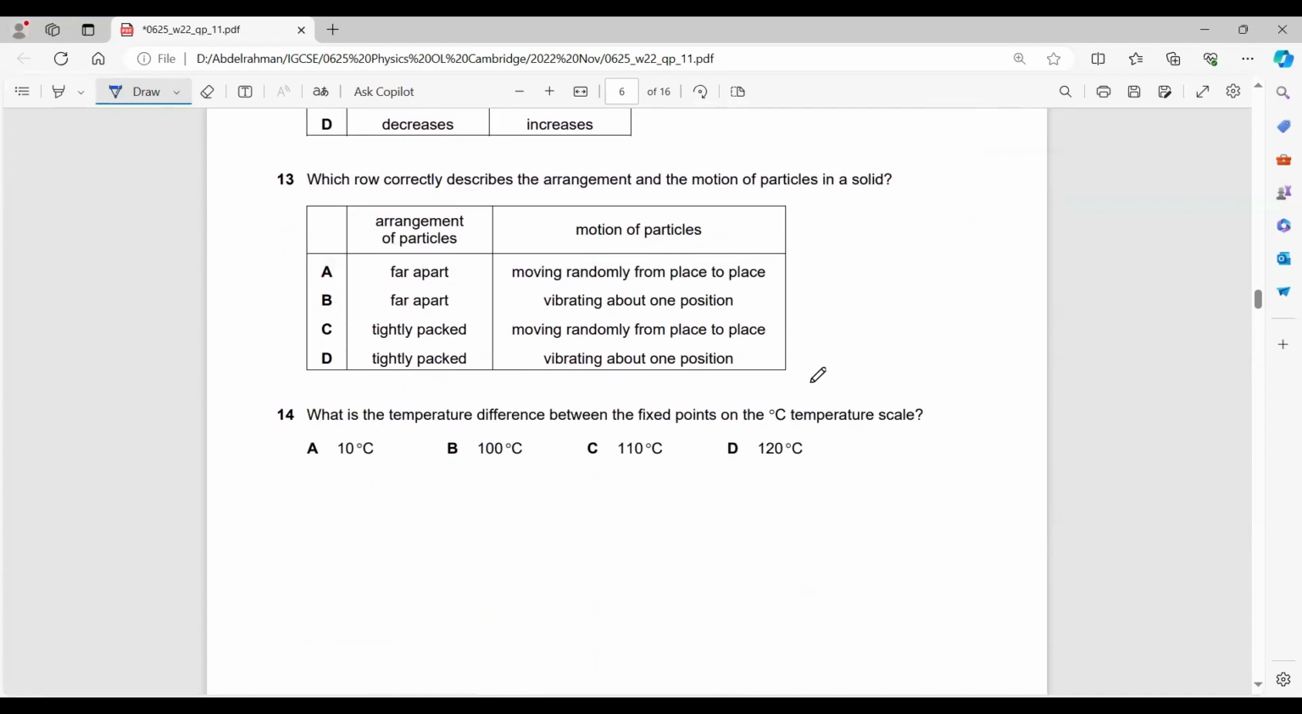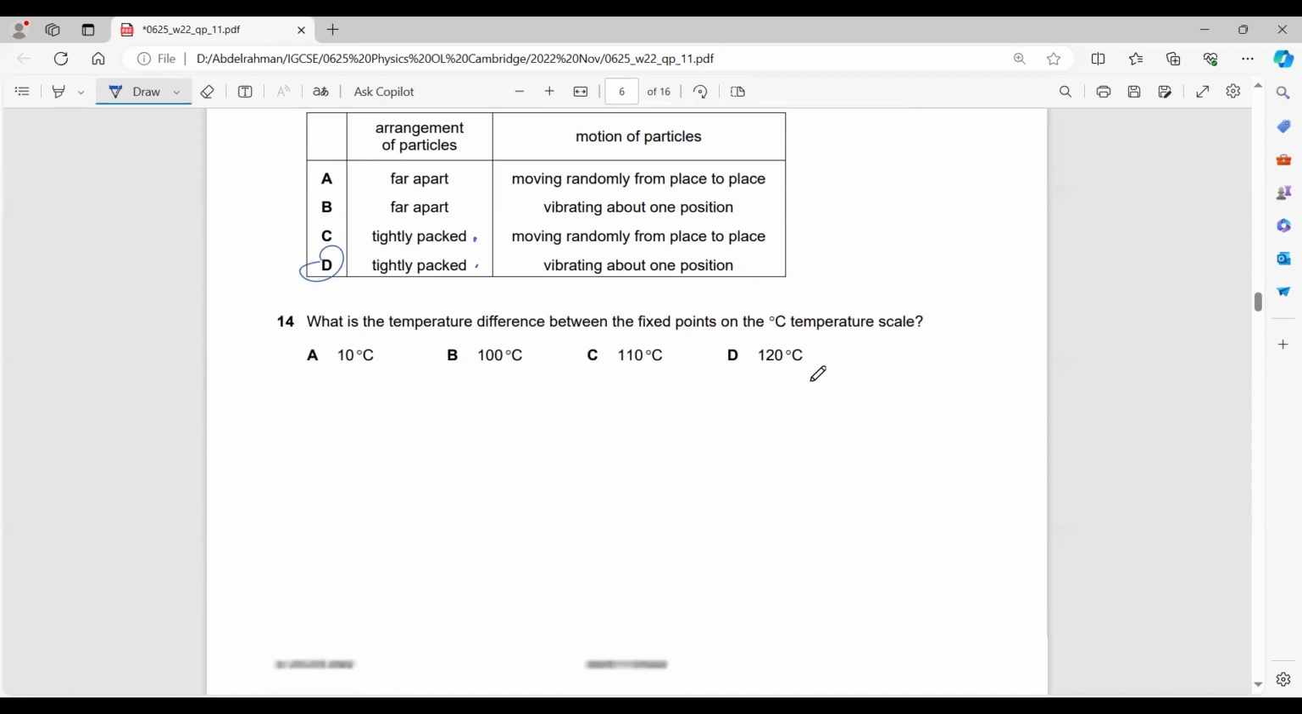Which row correctly describes the arrangement and the motion of particles in a solid? They are tightly packed and they vibrate about one position. They vibrate in a fixed place.